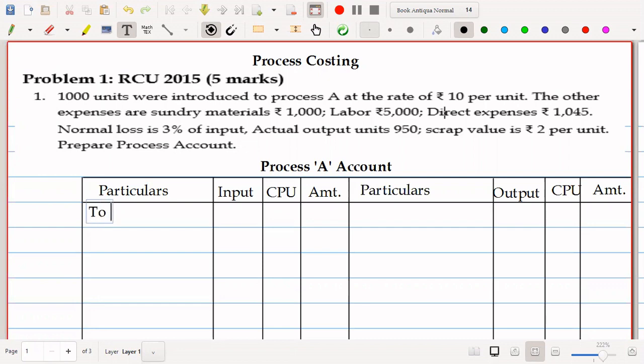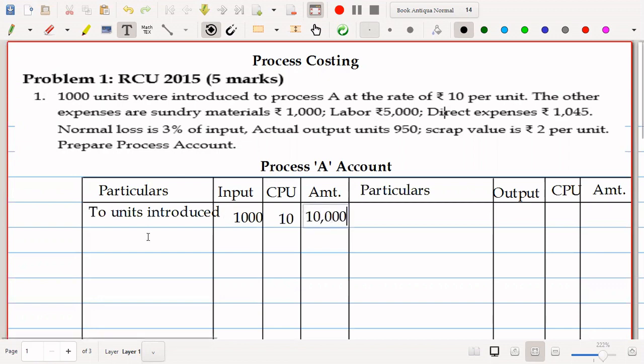To units introduced. What are the units given here? 1000 units were introduced. Let us write here 1000. And at the rate of rupees 10, CPU is rupees 10. What will be the total amount? That will be 10,000.